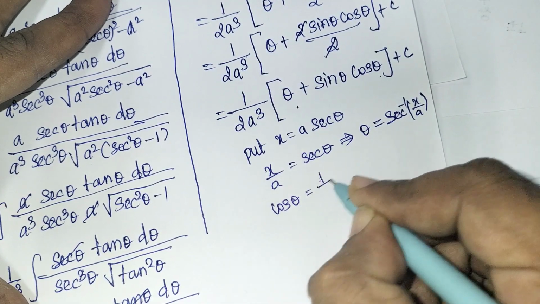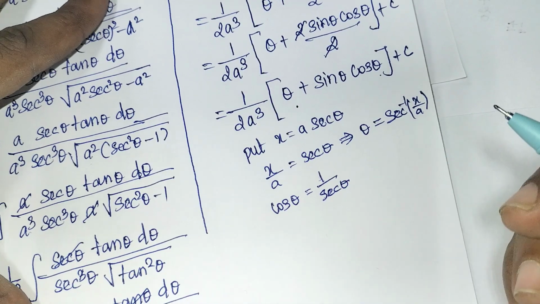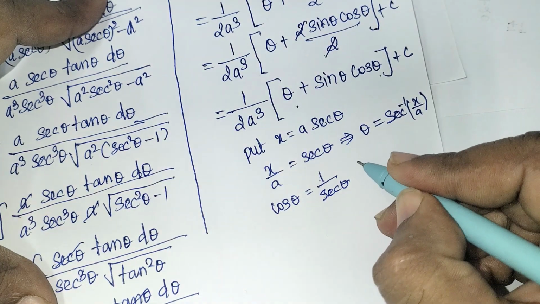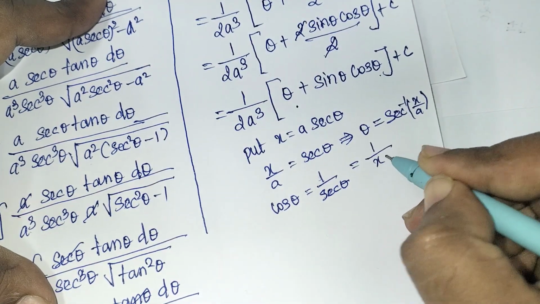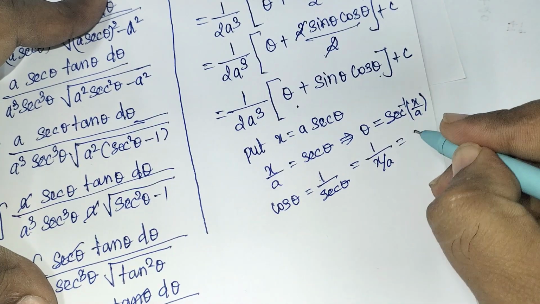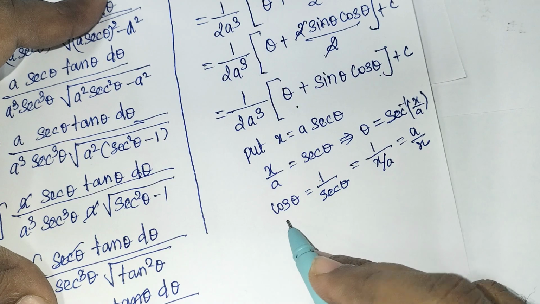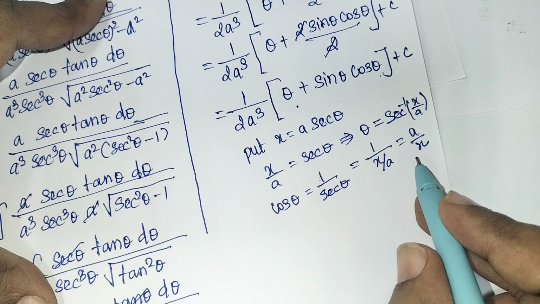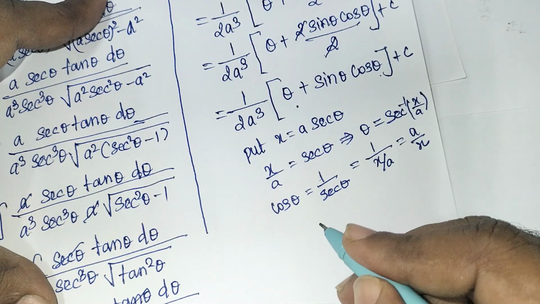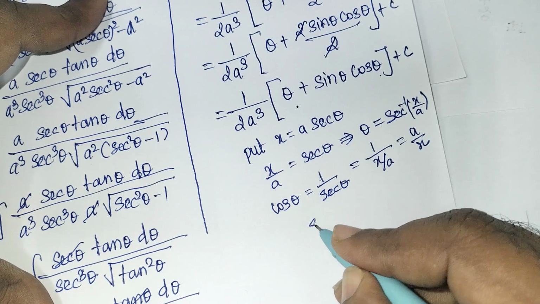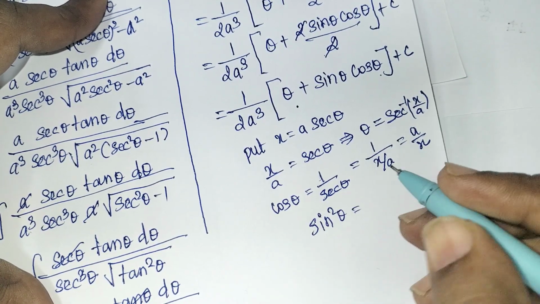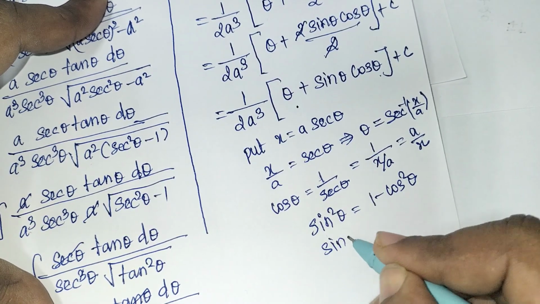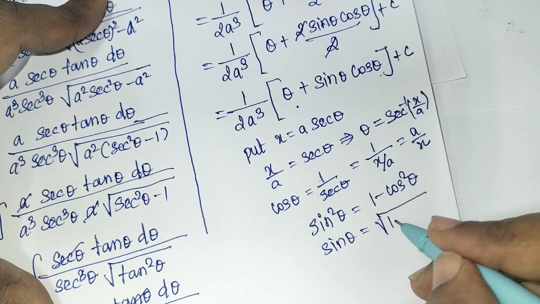But cos theta we can write 1 by secant theta. This secant theta value is x by a. Shift to numerator, a by x. So your cos theta is a by x. Okay, and this sin theta, how to write? Sin theta, already we know that sin square theta equals 1 minus cos square theta, and I will write sin theta equal to square root of 1 minus cos square theta.